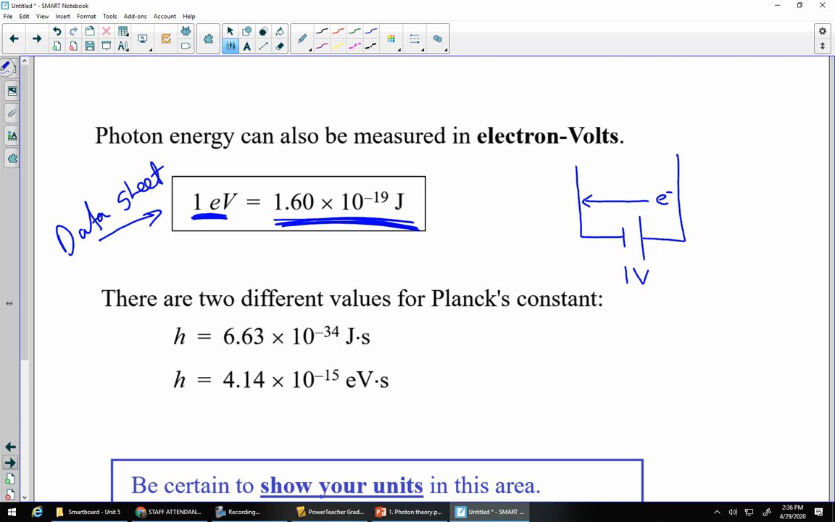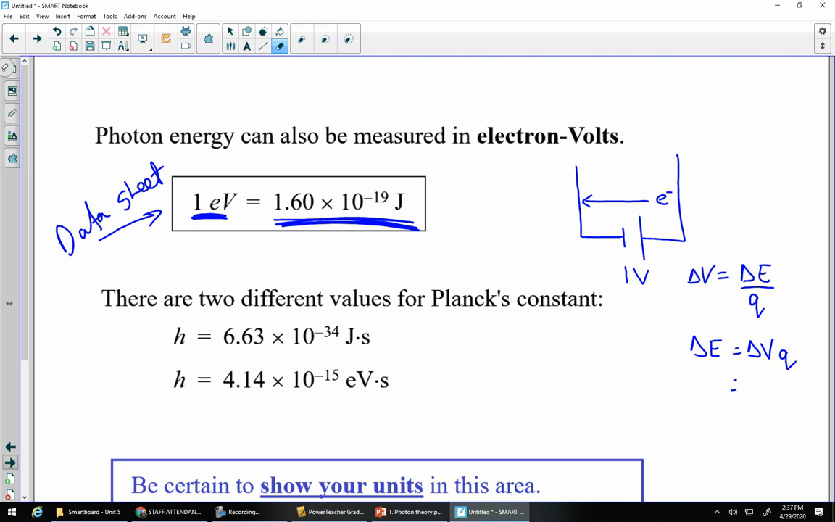So it's the amount of work that's needed to push one electron across 1 volt of potential difference. So if we go back to unit 2 here, we've got voltage is equal to a change in energy per unit charge. So if I were looking for the change in energy, that'd be delta V times Q. Well, that's just 1 times Q.